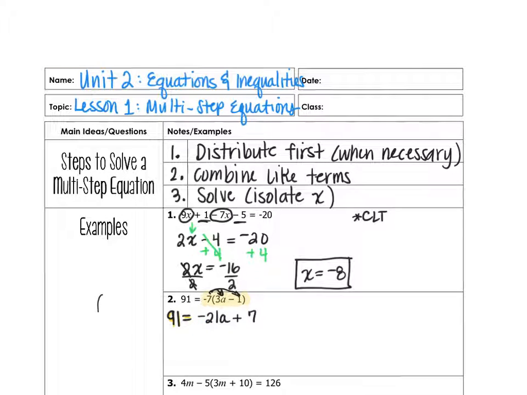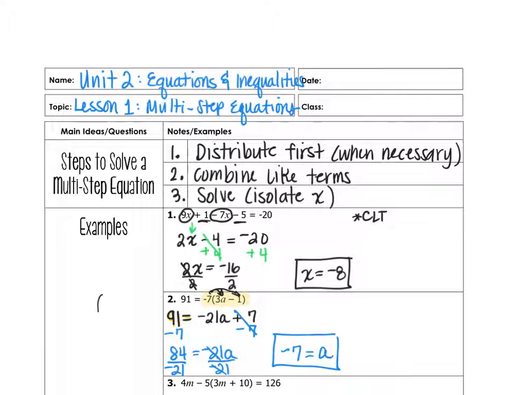So let's subtract 7 on both sides. Positive 7 minus 7 is 0. So that removes that from the right side, balancing it off to make 83 is equal to negative 21a. Nope, I made a mistake. 91 minus 7 is not 83. It is 84, is equal to negative 21a. Now we'll divide by negative 21 on both sides. Negative 21 divided by negative 21 is 1. And then 84 divided by negative 21 is negative 7, and that's equal to a.